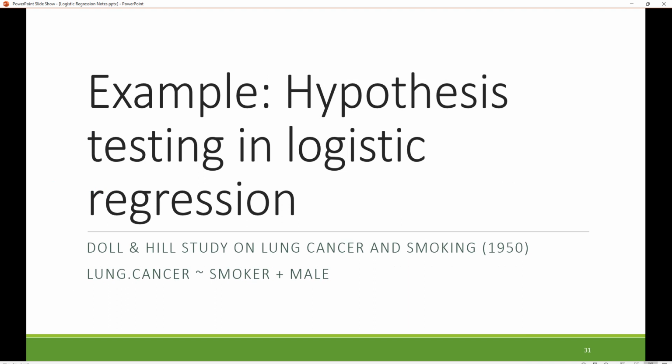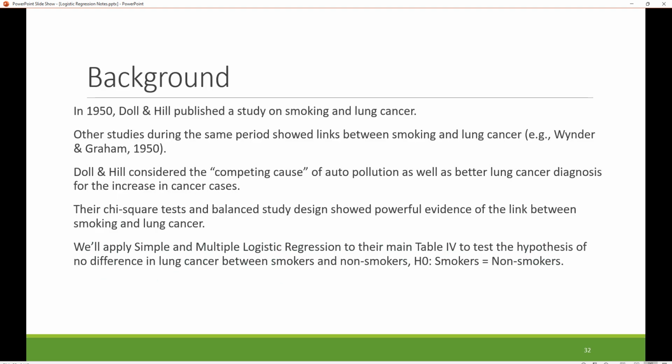In our first example, we're going to look at hypothesis testing in logistic regression. We're looking at the Doll and Hill study on lung cancer and smoking. In 1950, Doll and Hill published a study on smoking and lung cancer. Other studies during the same period showed links between smoking and lung cancer. Doll and Hill considered the competing cause of auto pollution as well as better lung cancer diagnosis for the increase in cancer cases that they saw.